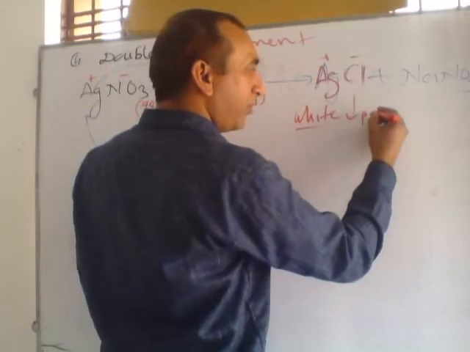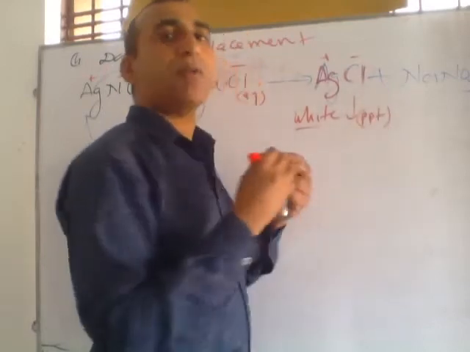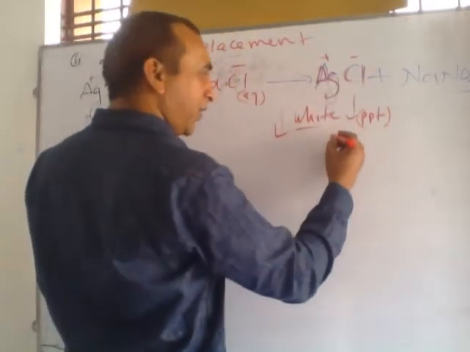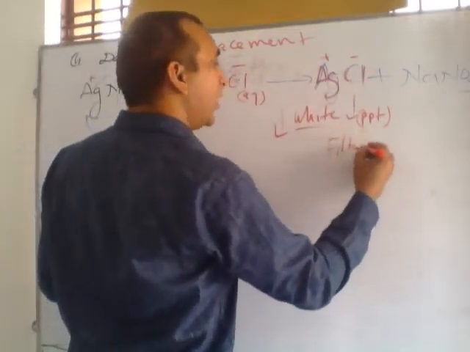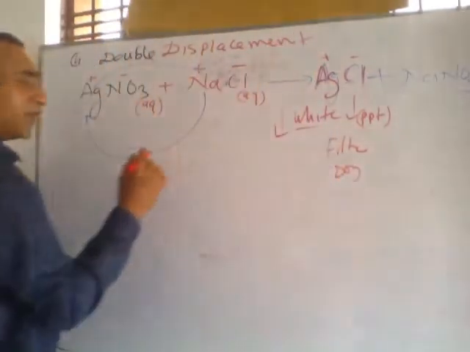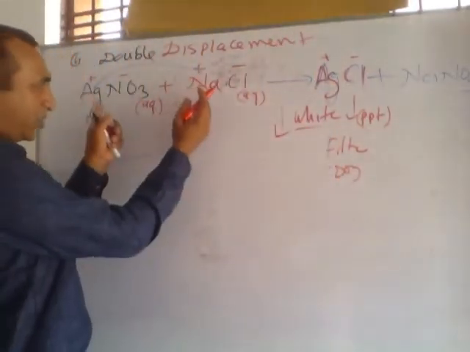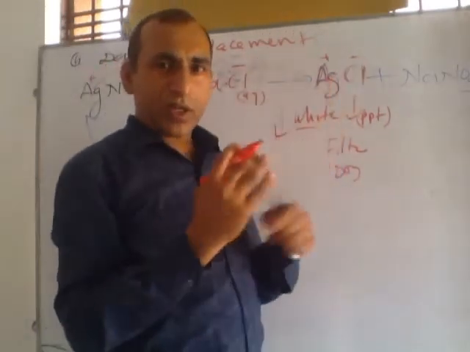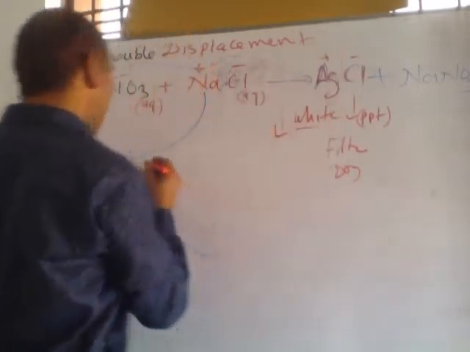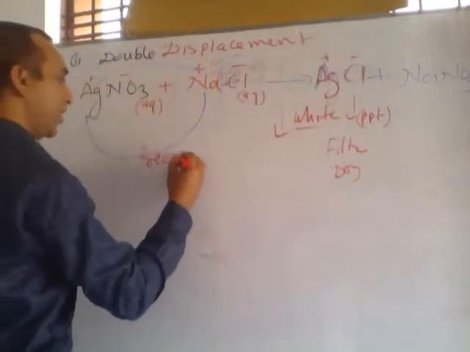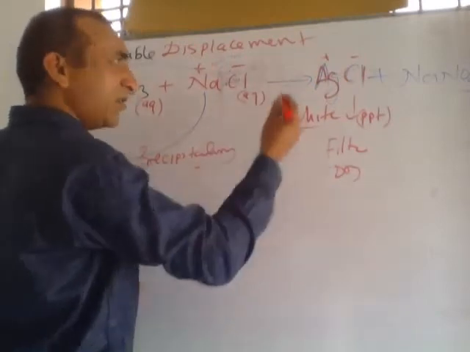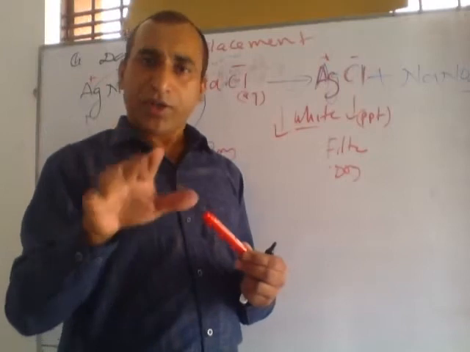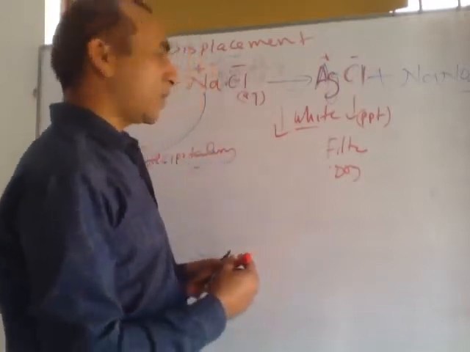This white color compound is insoluble in water. So it forms a precipitate. I am writing PPT. PPT means precipitate. It precipitates and settles down. We can filter and dry this compound. So this reaction, in which after reacting two compounds a product forms in the form of a precipitate, is called a precipitation reaction. Precipitation reaction means one product forms as a precipitate, a solid, and settles down.